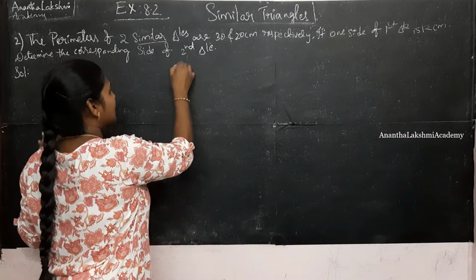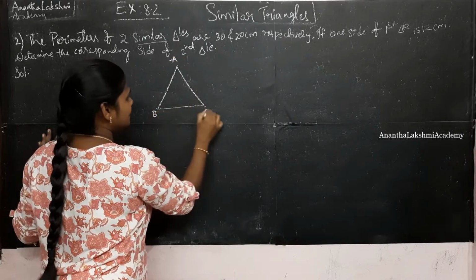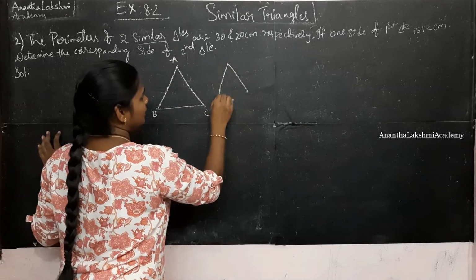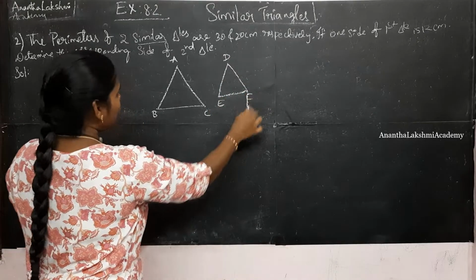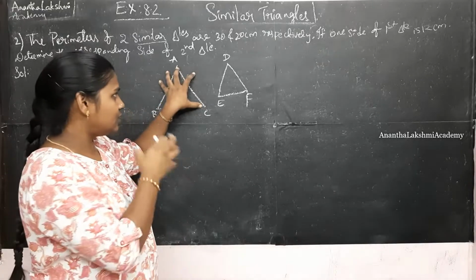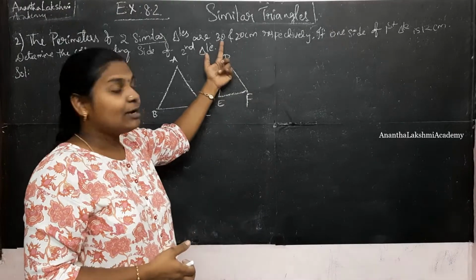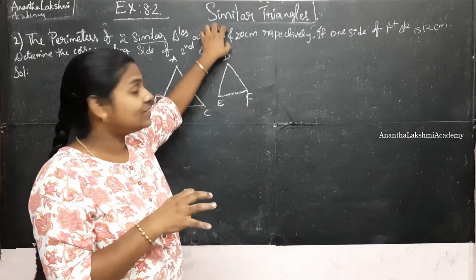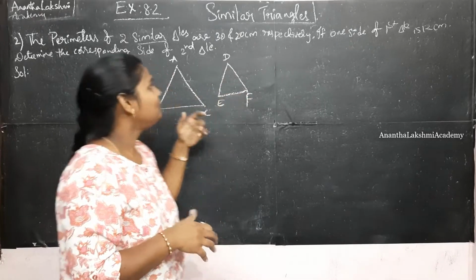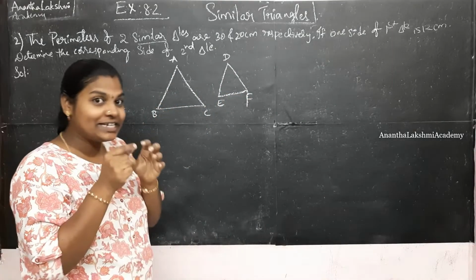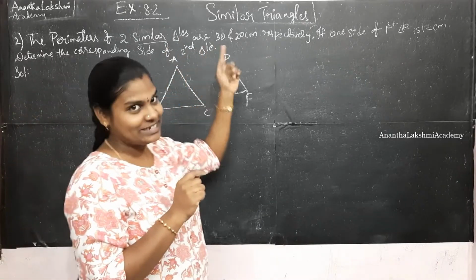So let me draw the triangles first. A, B, C and D, E, F. If you look at the pictures, I have drawn the first triangle somewhat bigger compared to the second one. Why? Because it is given that the perimeter of the first triangle is 30 and the second triangle is 20. That's the reason I drew it like that. Even small details will make a difference, so we need to consider everything carefully, especially in this chapter.